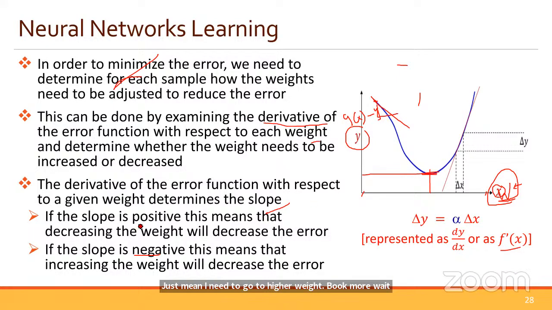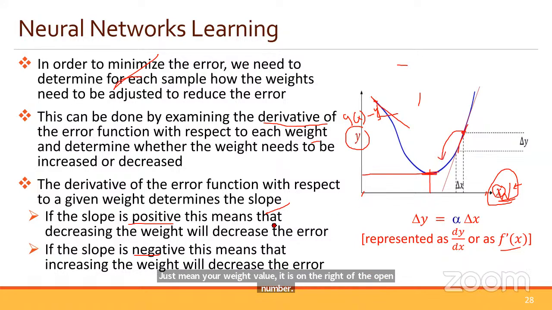The other scenario is if the slope is positive, which is something like this. That means your weight value is to the right of the optimum value. It is higher than the optimum value. That means I need to decrease the value of the weight.